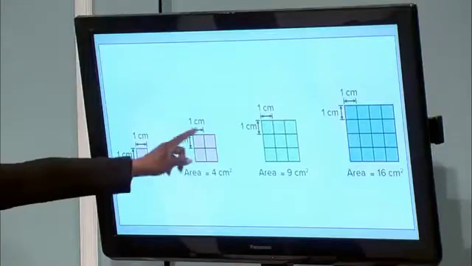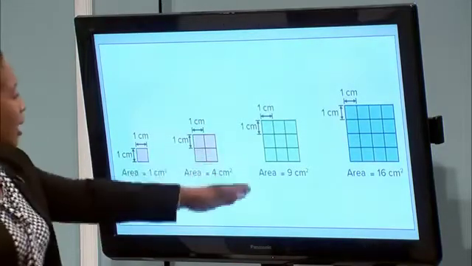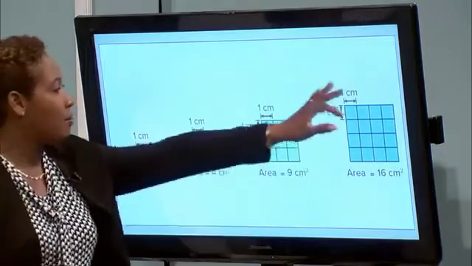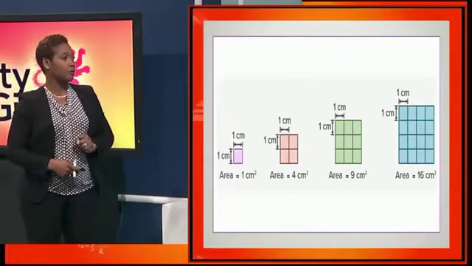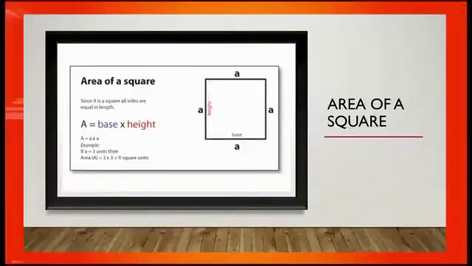Then you have the 2 by 2 gives me 4 square centimeters. And the 3 by 3 gives me 9 square centimeters. And the 4 by 4, you're multiplying now, gives me 16 square centimeters. All right, awesome stuff. And we would have exhausted this, so we're going to move right on.